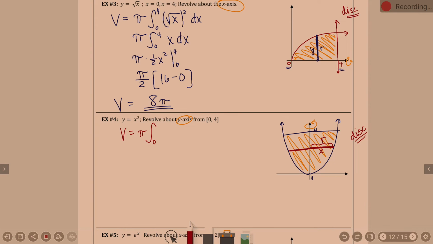0 to 4. What's the inside of my integral? Okay, this is y equals x squared that was provided, yes? We need the x value. So x is equal to what? Well, if you solve that, x is the square root of y. And so we are doing the square root of y, squared, times dy.